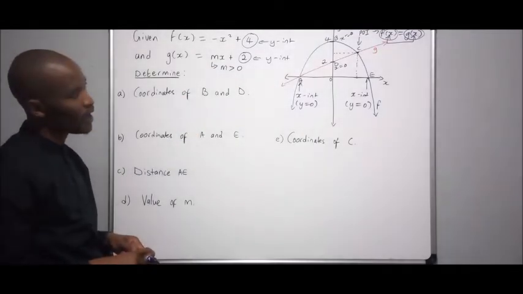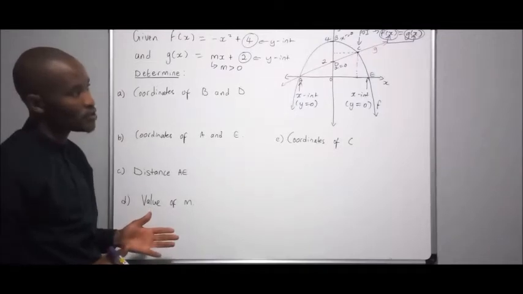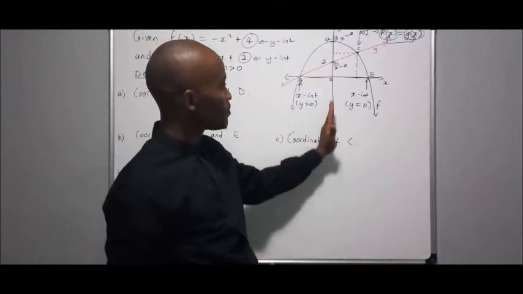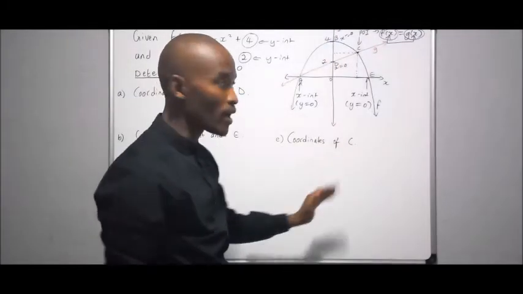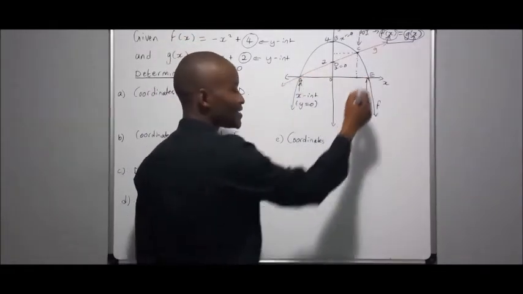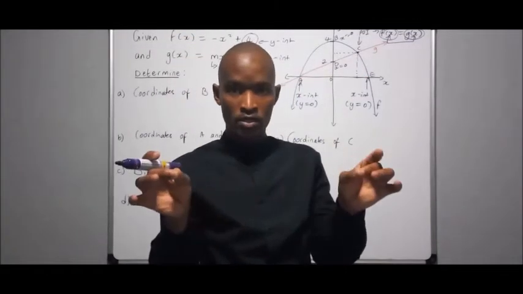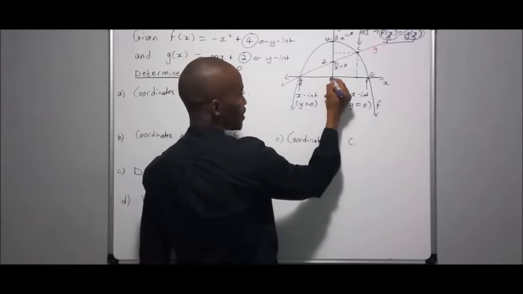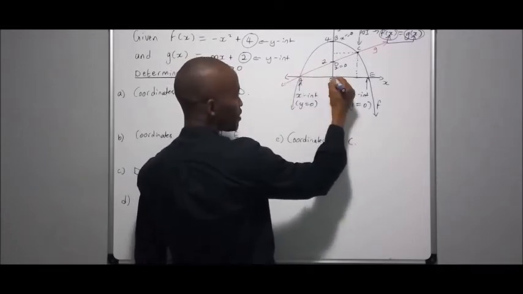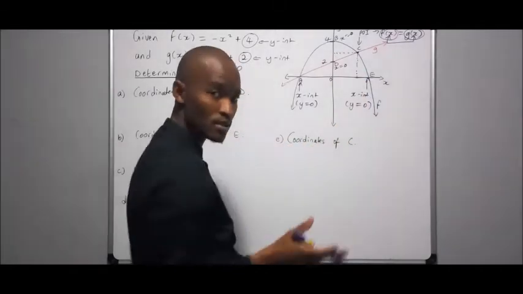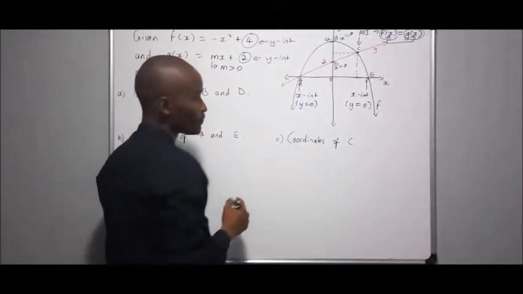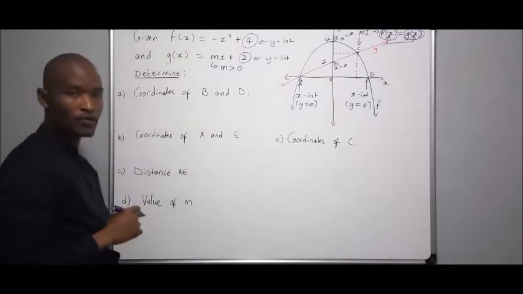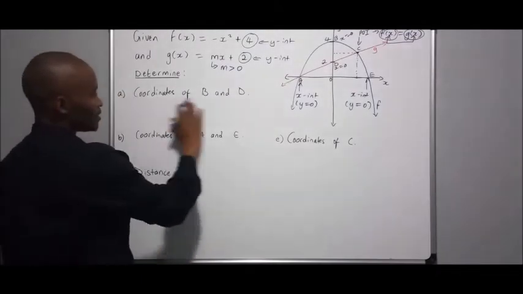And lastly, we can talk about the symmetry of the parabola, which is an important property at this level. We understand that at this level, the parabola is symmetrical about the y-axis. So the x-intercepts are equidistant from the origin of the Cartesian plane. So from 0 to A and then from 0 to E, the distance is the same because of symmetry of the parabola. We'll have to calculate that later on, as you can see in B, coordinates of A and E. Let's start with A.